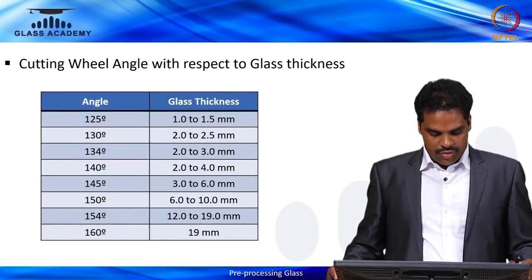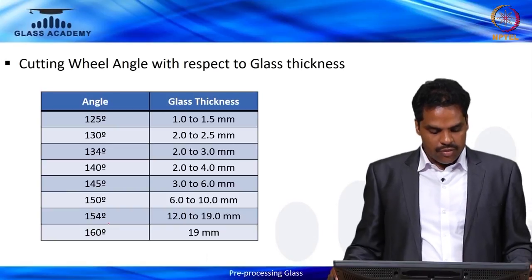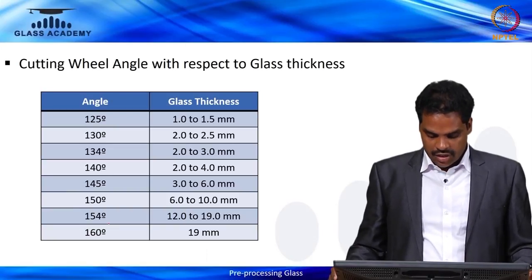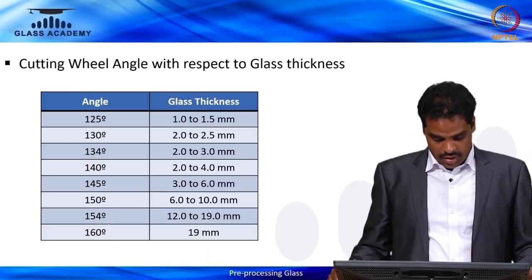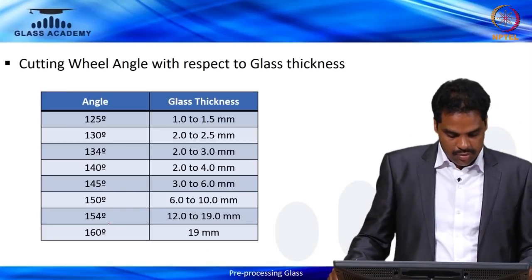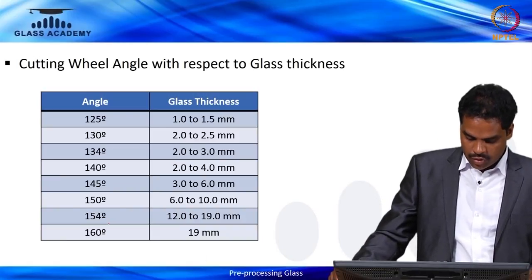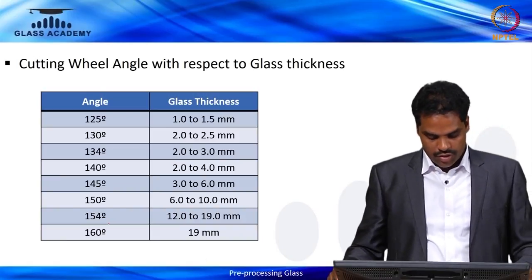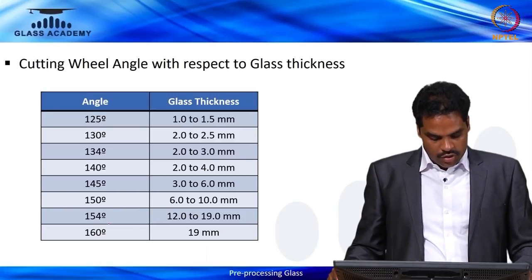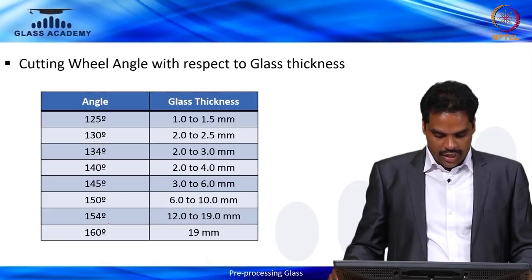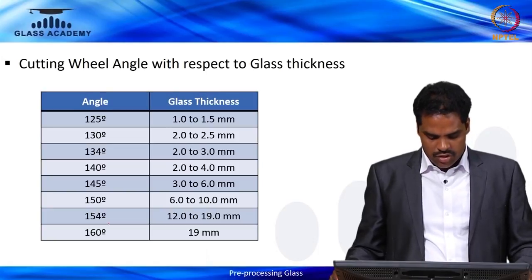If you see from this chart, for 1 to 1.5 mm they will use a 125 degree angle, for 2 to 2.5 mm they will use a 130 degree angle, for 2 to 3 mm 134, for 2 to 4 mm 140, for 3 to 6 mm 145, for 6 to 10 mm 150, for 12 to 19 mm 154, and above 19 mm it will be 160.